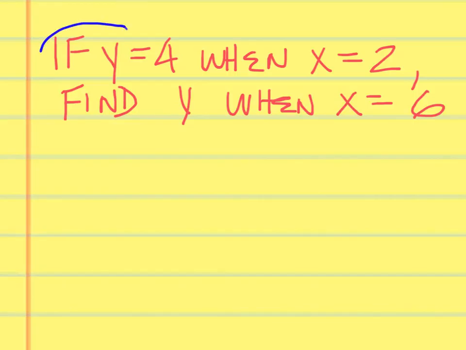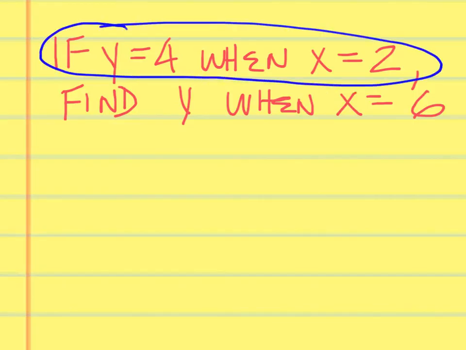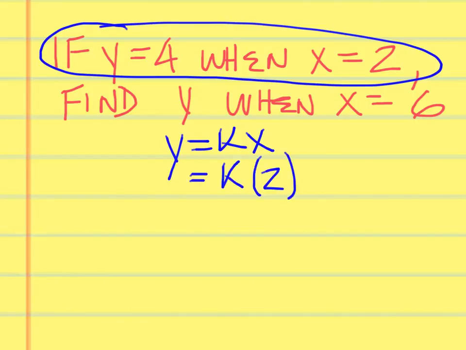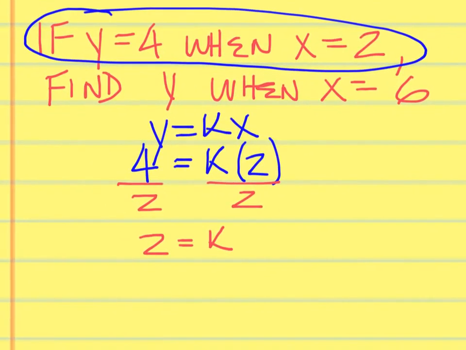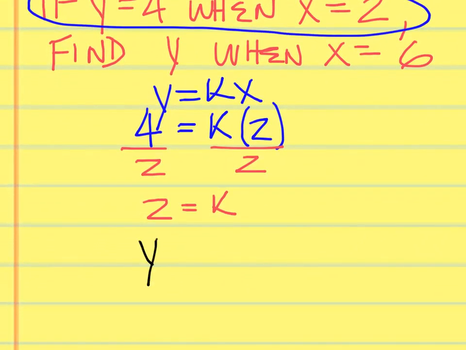In this problem, concentrate on if y equals 4 when x equals 2. Use this, y equals kx, to plug in that x equals 2 and y equals 4 so that you can solve for k just like we did. Divide both sides by 2 and get k equals 2. That means that your equation is going to be y equals 2x.